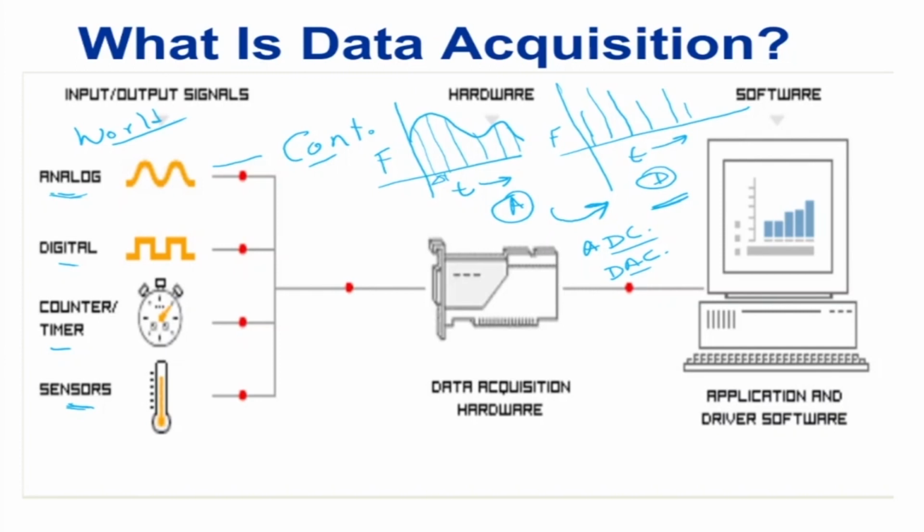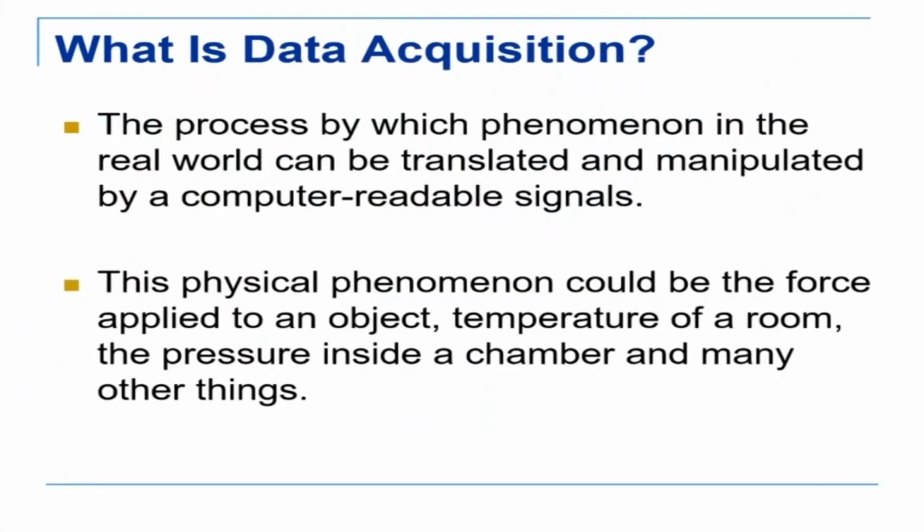Now, in between the robot controller and the sensor, there is a piece of hardware called the data acquisition hardware. The data acquisition hardware is the one that converts the signal. If an analog signal is coming, it will make it digital and then give it to the robot. Otherwise, the robot will not be able to understand. Data acquisition is basically a process in which the real world is translated into computer-readable signals, which normally means converting it to digital form.